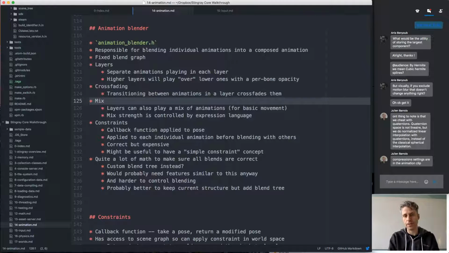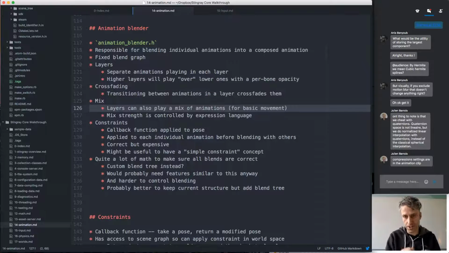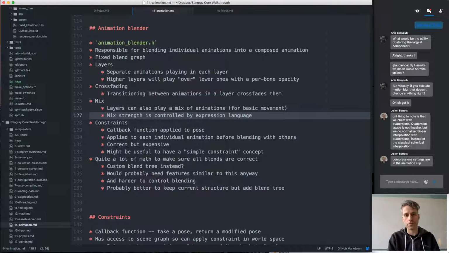Mixing animations means that we're playing a number of animations, and each animation has a certain strength that is the strength it should be mixed in with the other animations at. This is typically used for basic movement, where you have maybe a walking animation, a running animation, a turning animation, and then you play some mix of these animations depending on how fast the character is moving and how much the character is turning. You control the blend values of that mix to get just the animation that you want. And these mix strengths are actually controlled by this expression language that I talked about in the math lecture.